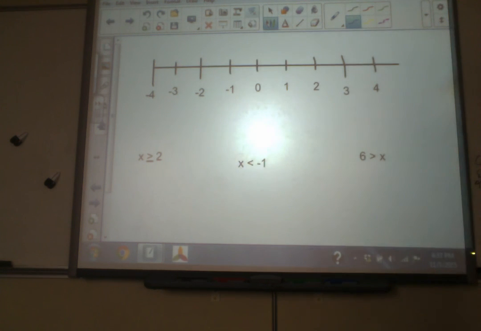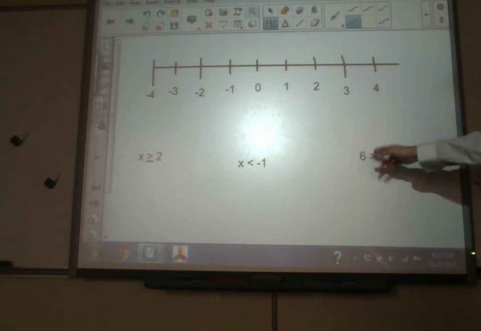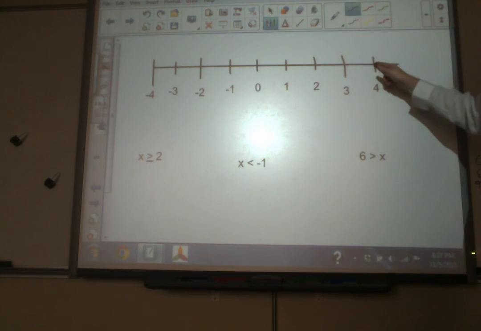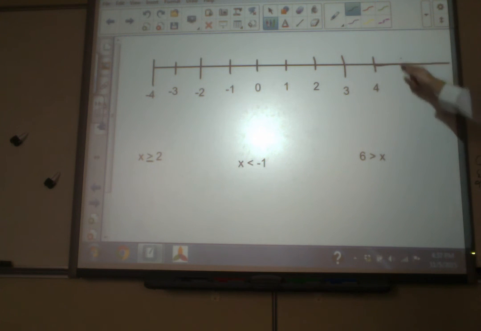All right. Let's look at our last example here. 6 is greater than x. Well, first of all, whoops, our number line doesn't go this far. Let me extend the number line for a second. Here's 5. Here's 6. Okay. 6 is greater than x.